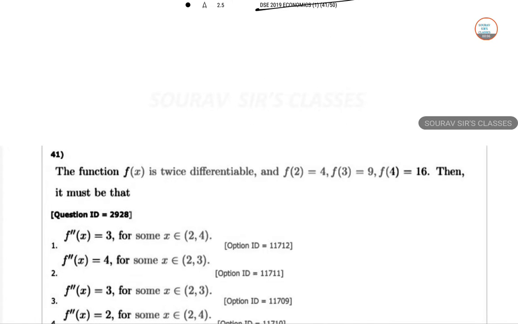Okay, the function f(x) is twice differentiable. The values f(2), f(3), and f(4) are some constant values. Now we need to check the second order derivative. So, twice differentiable, so we can take the power to be at least greater than or equal to 2.